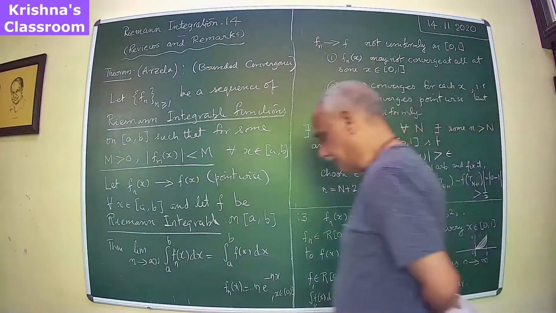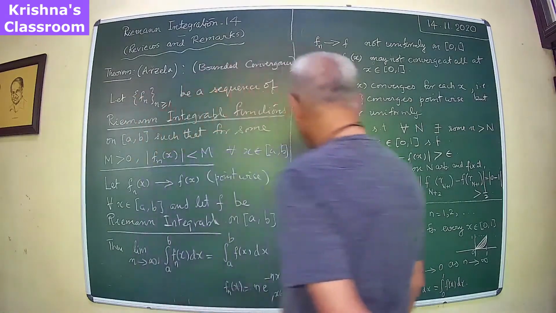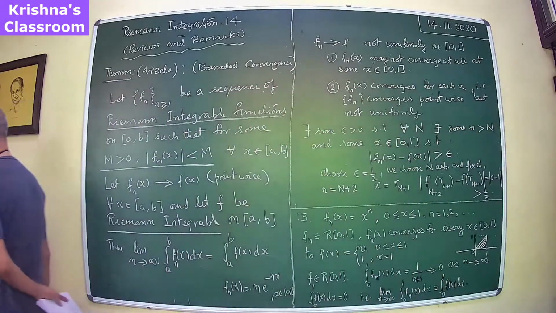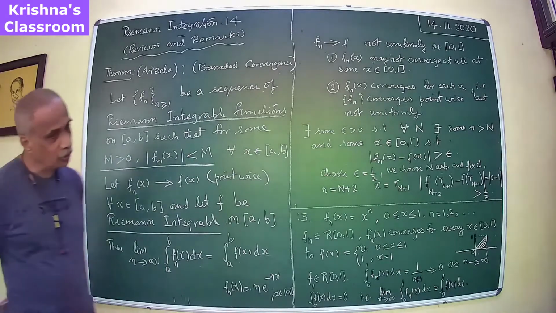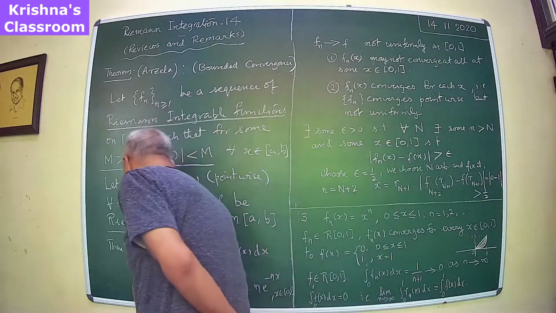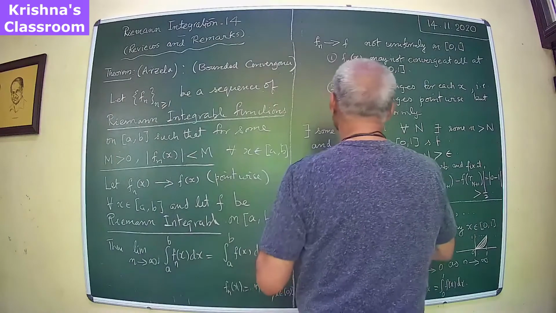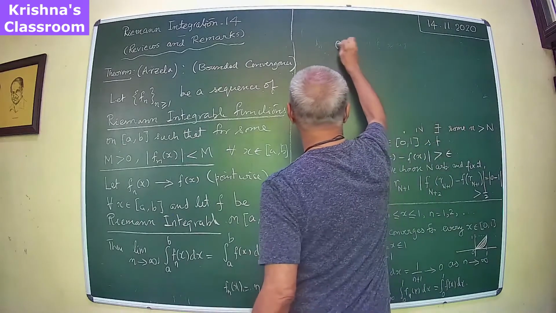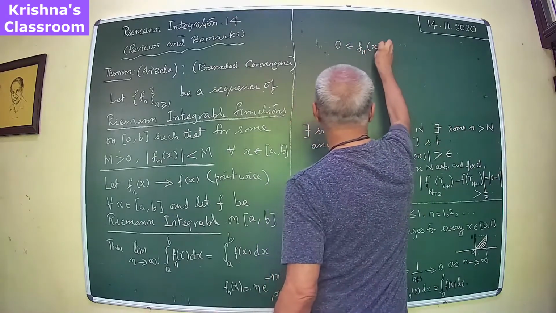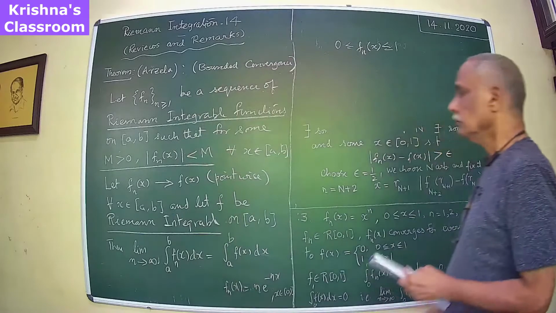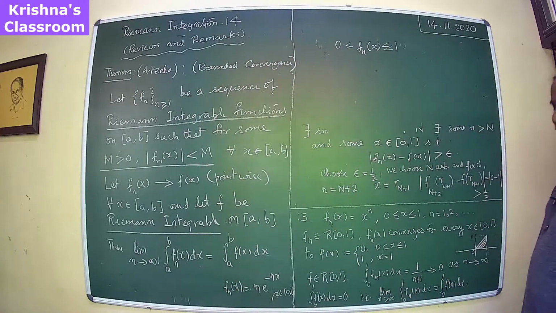In the second example, you see that everything is fine. The functions take only values 0 and 1, therefore the functions are all bounded. Fn x is bounded by 1. So in the second example, 0 is less than or equal to fn x less than or equal to 1. There is no problem with this. Then we found that in the light of the previous theorem, it fails because of lack of uniform convergence.